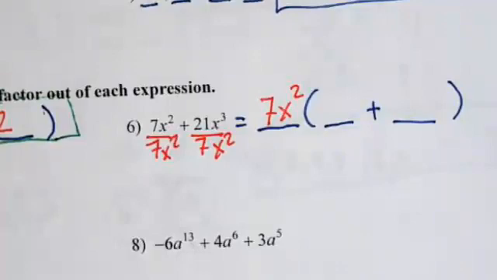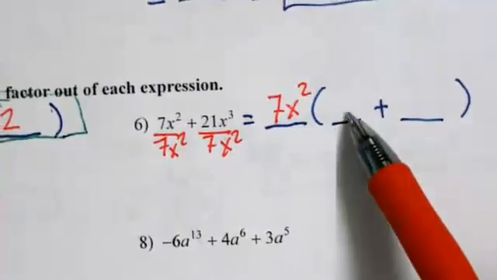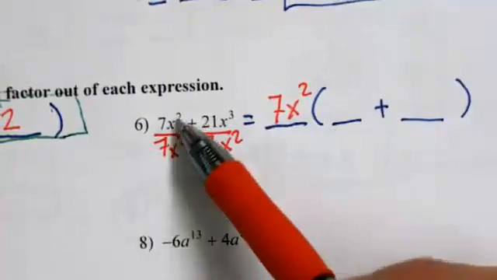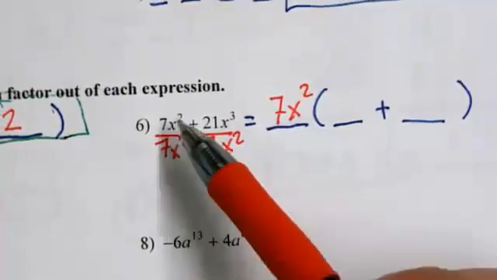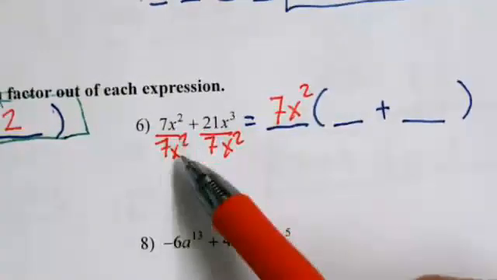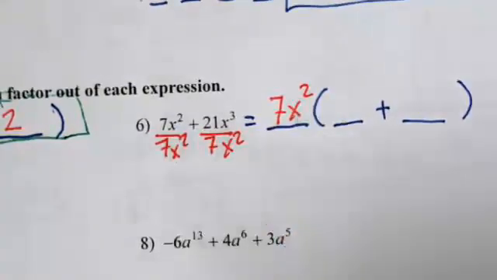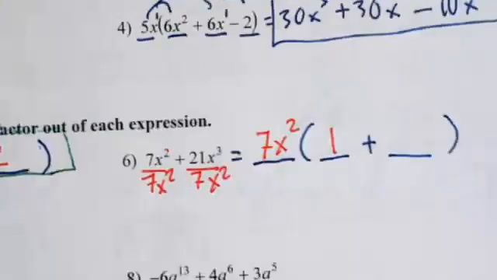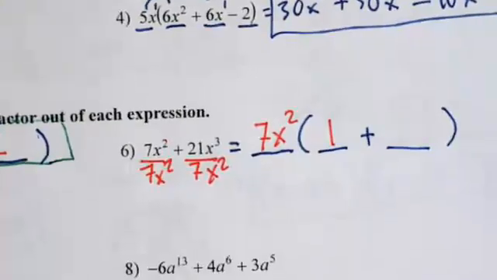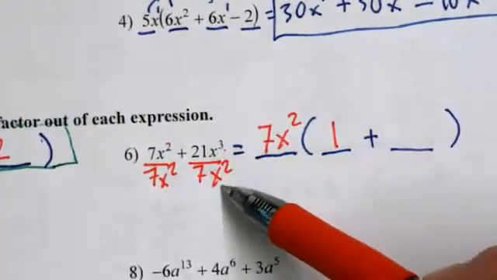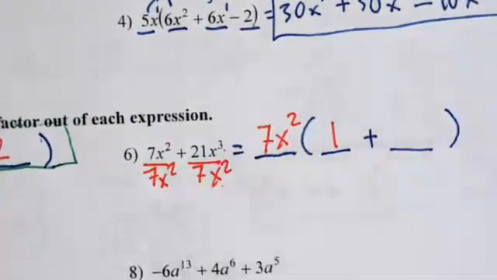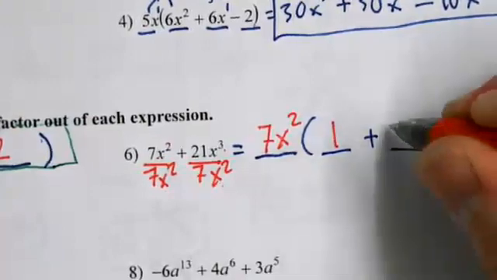All right, so let's figure out what we would have left over inside here. What is 7x squared divided by 7x squared? What do you get when you divide something by the exact copy of it? You get 1. What is 21x to the third divided by 7x to the second? Focus on the numbers first. 21 divided by 7 is 3.